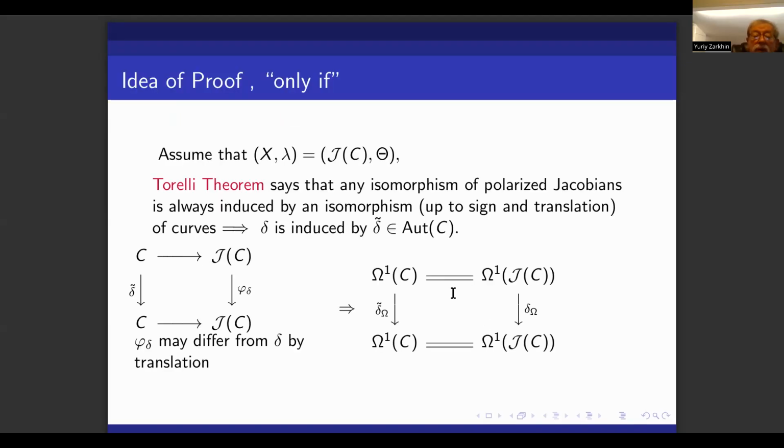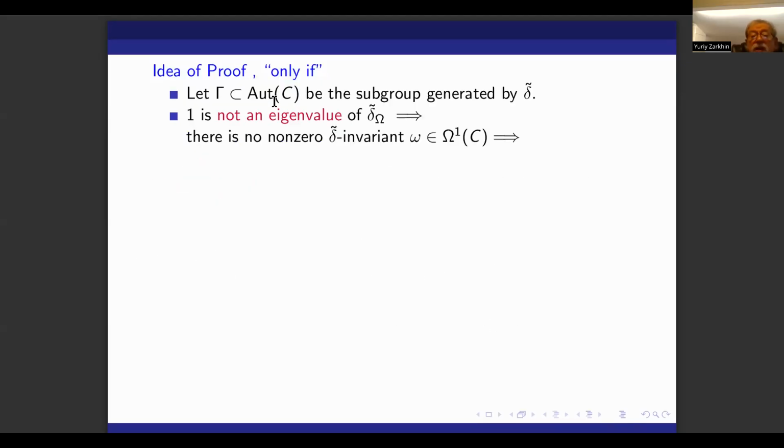Now, let gamma be the subgroup of the automorphism group of C generated by our delta tilde. We know that one is not an eigenvalue of delta tilde on omega because it's not an eigenvalue of our delta on omega. This implies that there is no delta tilde invariant form on C. Therefore, if you consider the quotient of C by gamma, we get the projective line.